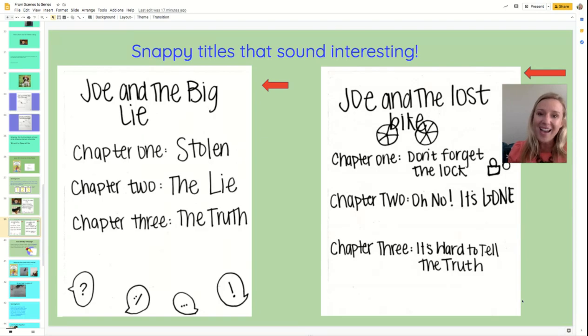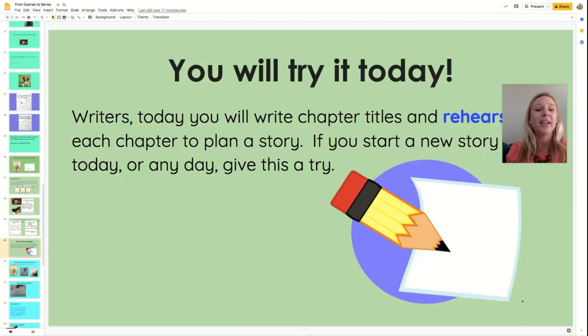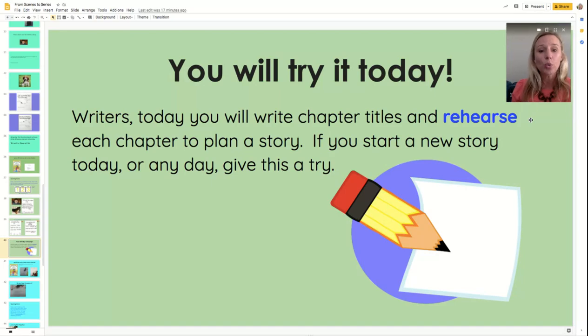You're going to be working on these titles. So you will write your chapter titles. You're going to rehearse each chapter as you plan your story. And then if you're starting your new story today, or any day you're starting a new story, you're going to give this a try as well. Take the story you're working on now, and you may add your chapter titles to it. But you certainly are going to be writing at least 2, 3, or 4 pages with your new chapters.